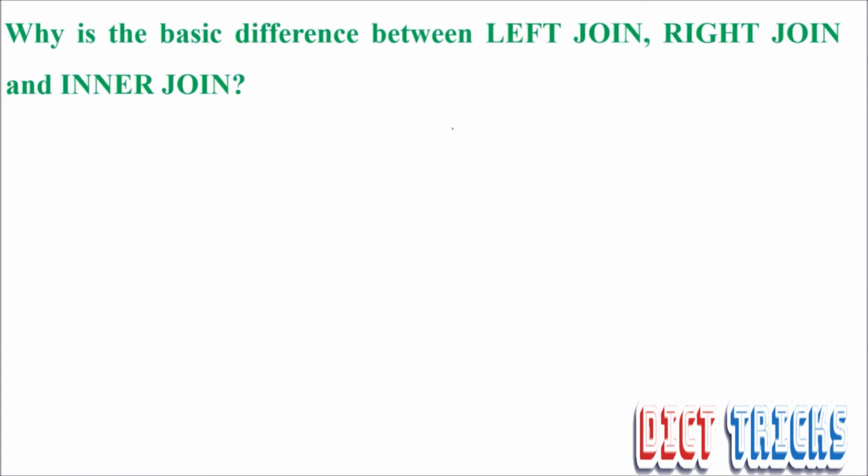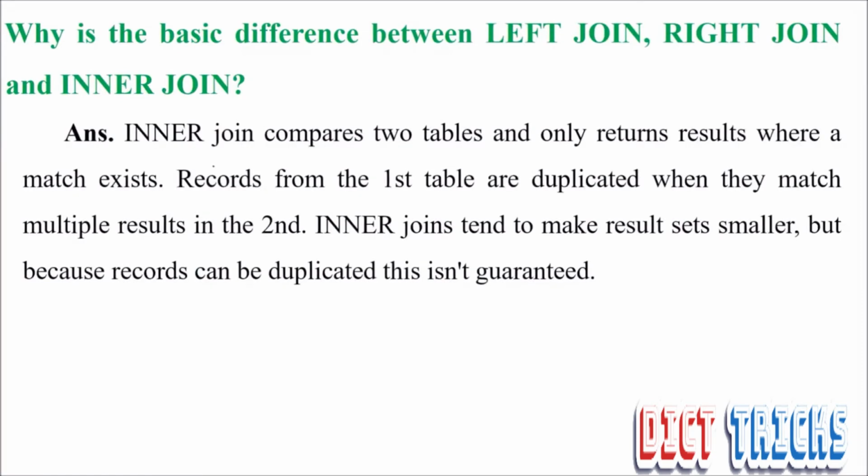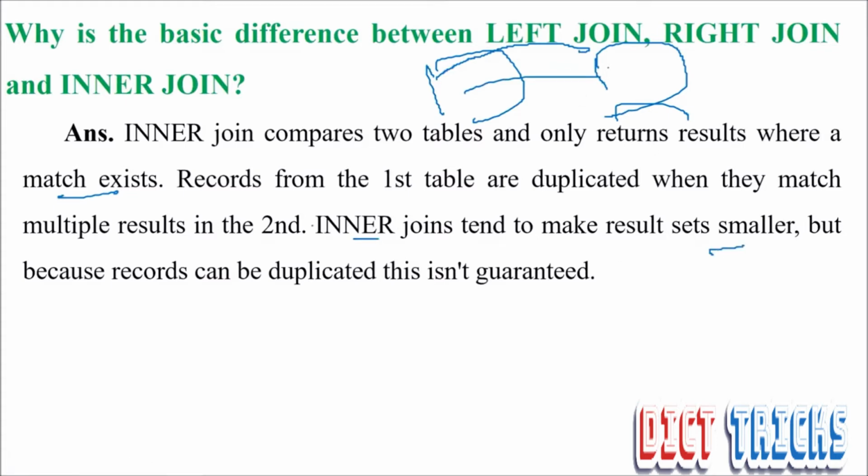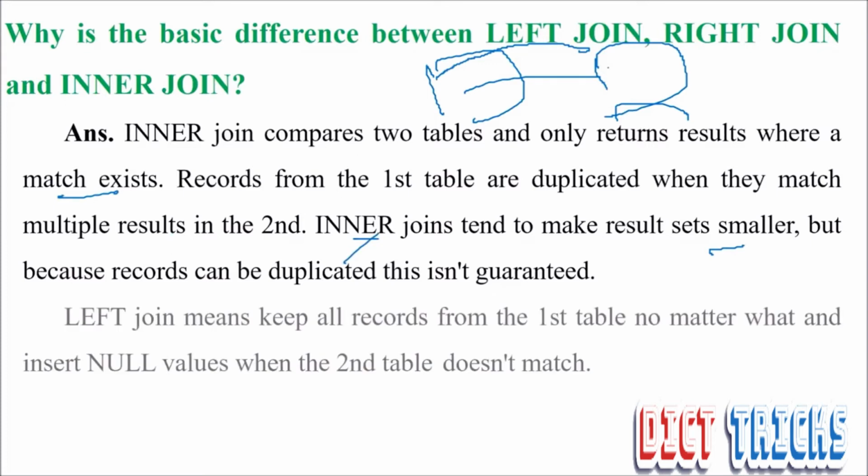What is the difference between left join, right join, and inner join? Inner join compares two tables and only returns results where a match exists. Records from the first table are duplicated when they match multiple results in the second. While inner join tends to make the result set smaller, because records can be duplicated, that isn't guaranteed.